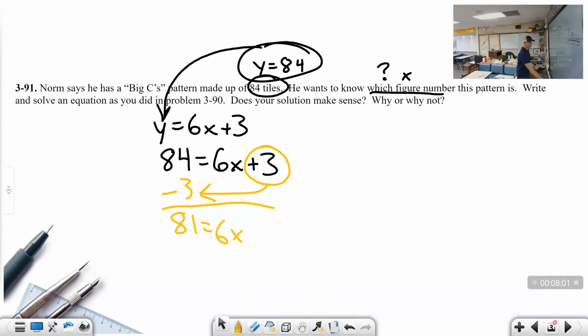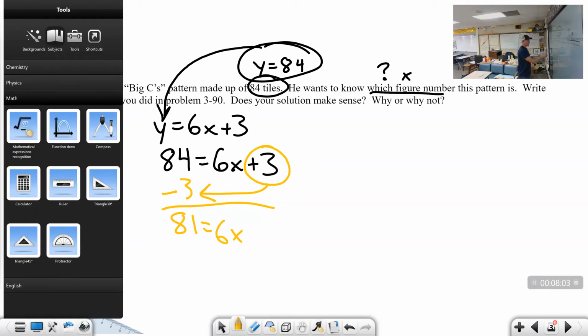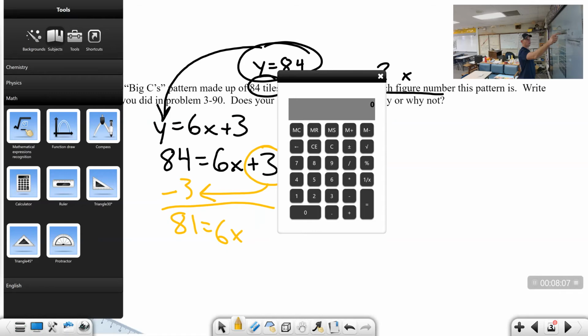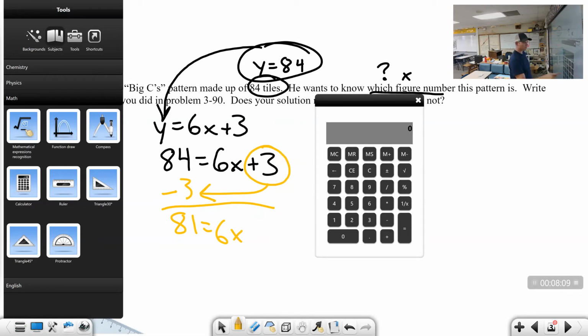Now these numbers have gotten a little bit big for me, so I'm going to go ahead and pull up my calculator. And I'm going to do 81 divided by 6 equals 13.5.